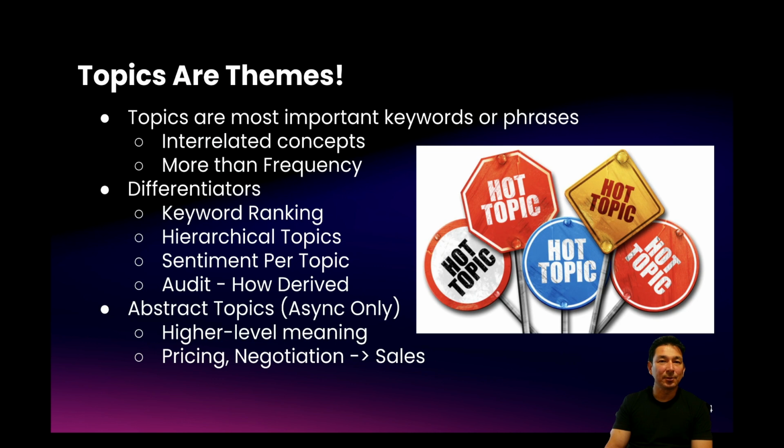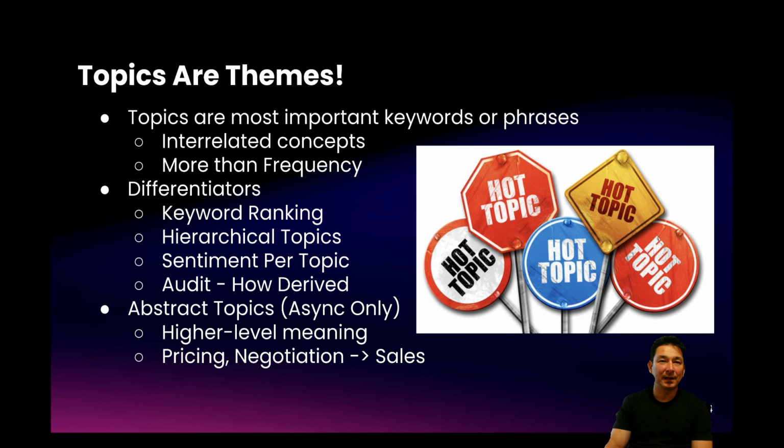The platform also provides sentiment per topic. You can get a positive, neutral, or negative indicator on what the feelings are behind a given topic. There's also the ability to get the scope of what constitutes a topic. I kind of think of this as an audit of sorts, and it describes why this particular theme was signaled as a topic in the conversation.